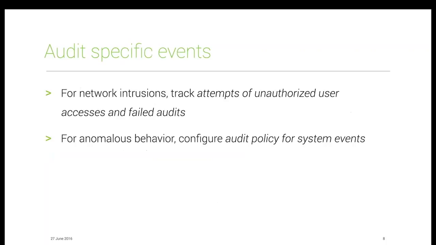So, the key lies in tweaking the audit policies or collecting the audit logs of specific events. For instance, if you need to detect network intrusions from the log data, you can enable the audit to track the attempts of unauthorized user access or the failed audits. In case you want to identify anomalous behavior, then you can configure the audit policies of system events. Now let's take a look at how to tweak the audit policy settings to generate the data that is only important to you. To do that, you can parallelly check up the configuration of audit policies on your system as I do so.